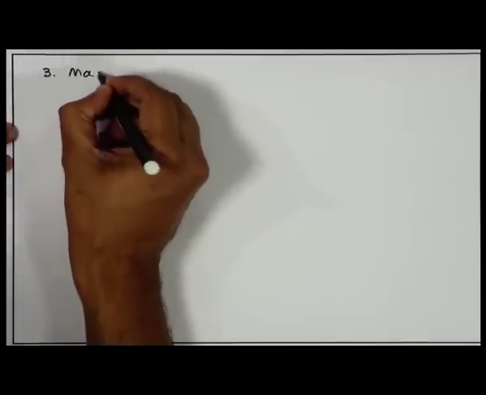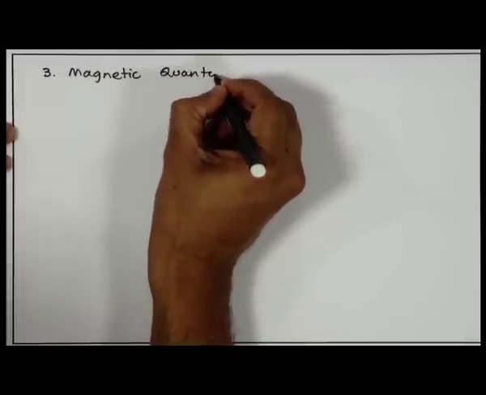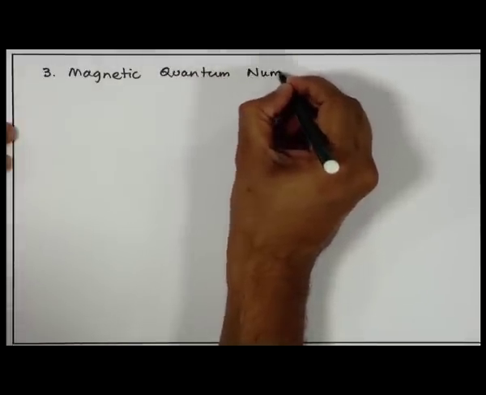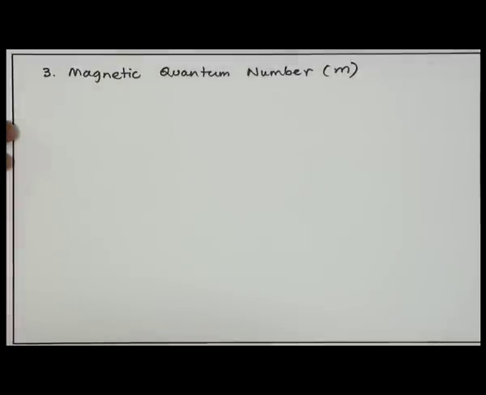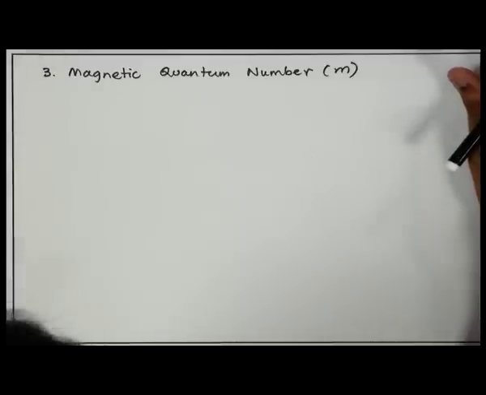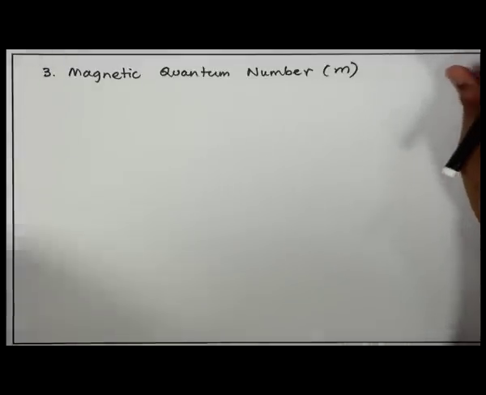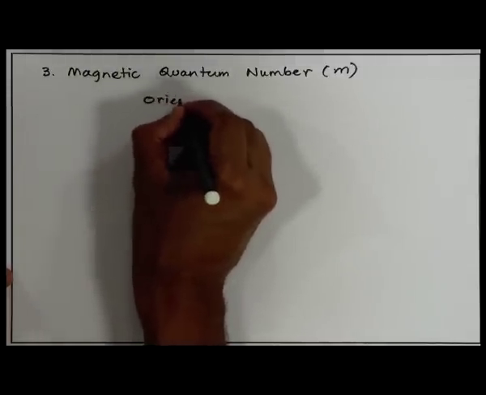In today's class, we will continue our discussion and we will talk about the remaining quantum numbers. The next quantum number that we will discuss will be the magnetic quantum number, which is signified with letter m. We saw that the principal quantum number n talked about the size, the azimuthal quantum number talked about the shape, and the magnetic quantum number talks about the orientation of this orbital.